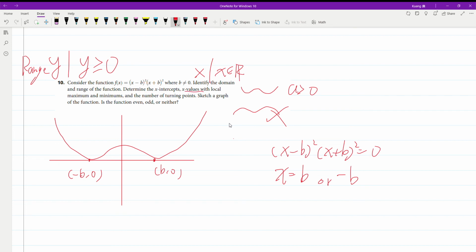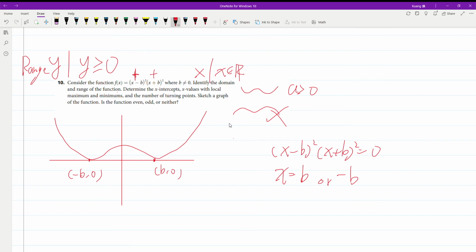Determine the x-intercepts, and the x value of the local maximum. So the local minimum will be this point, (b, 0) and (-b, 0). In this function, the value f(x) is always positive, right? Because something squared is positive, and the product of two positive numbers is always positive. So f(x) is always positive, and the minimum value for y is just 0.